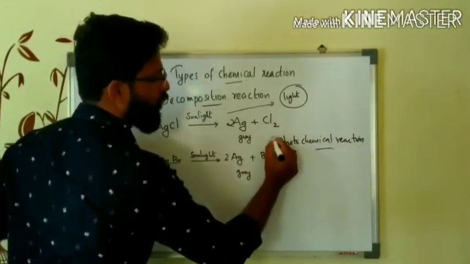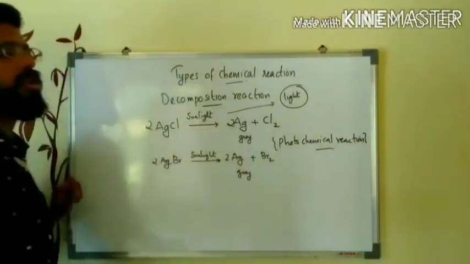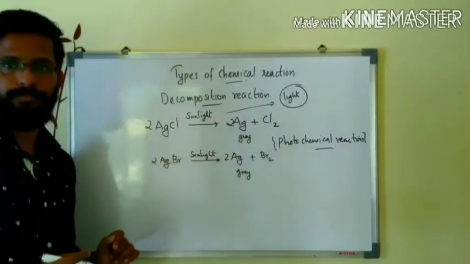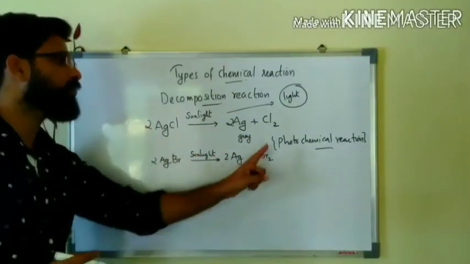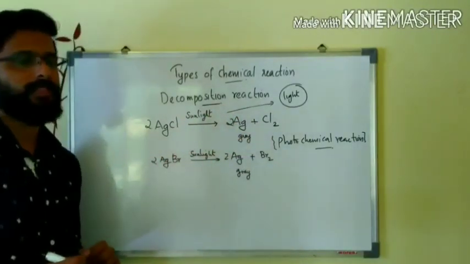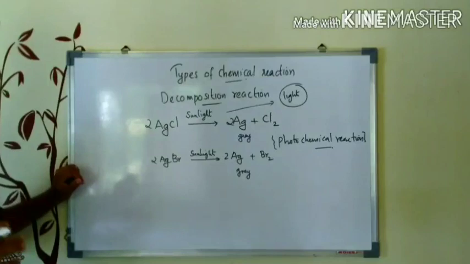Photochemical reaction, an important point. This type of reaction is called what? Photochemical reaction. Why? Because this reaction takes place in the presence of light.